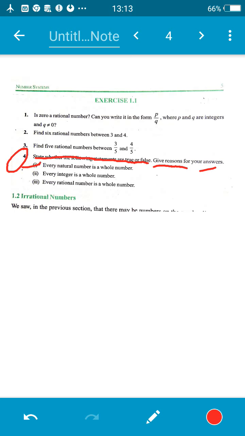Then question number 1, question number 2, and question number 3 are already solved and discussed in my previous class. Students, so you go through my previous class and you will get the answer in that class.